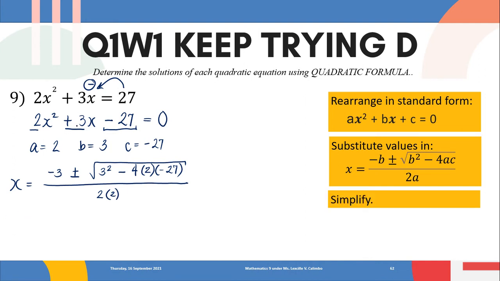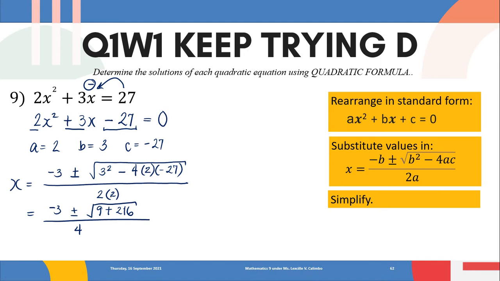Now, we simplify. This is equal to negative 3 plus or minus, ano ba yung equivalent nitong nasa square root symbol? What is 3 squared? That's 9. What is negative 4 times 2 times negative 27? Correct. That is just positive 216. So we can write plus 216. All over 2 times 2 or 4.